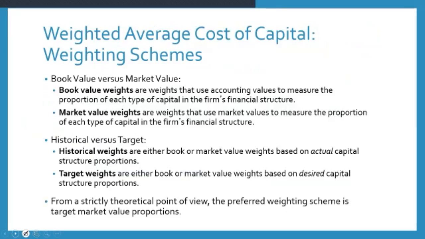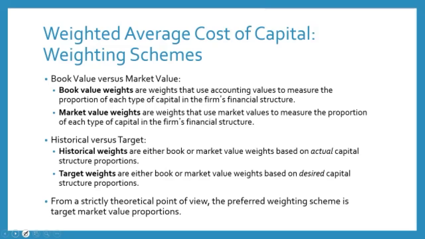Weighting scheme: book value versus market value. Book value weights use accounting values to measure the portion of each type of capital in the firm's financial structure. So you see here we have 10, 40, 50. Sometimes a book value is used. Market value weights measure the proportion of each type of capital in the firm's financial structure.